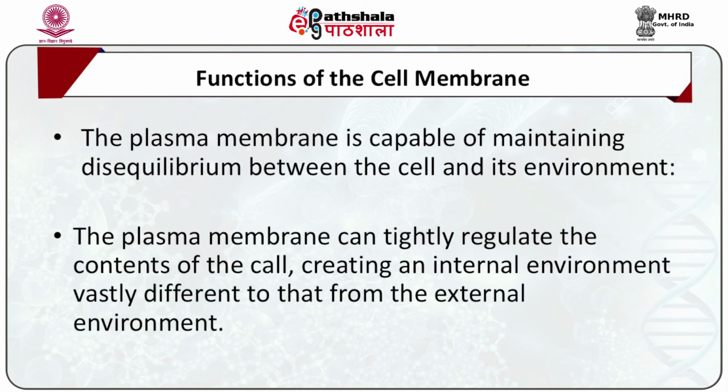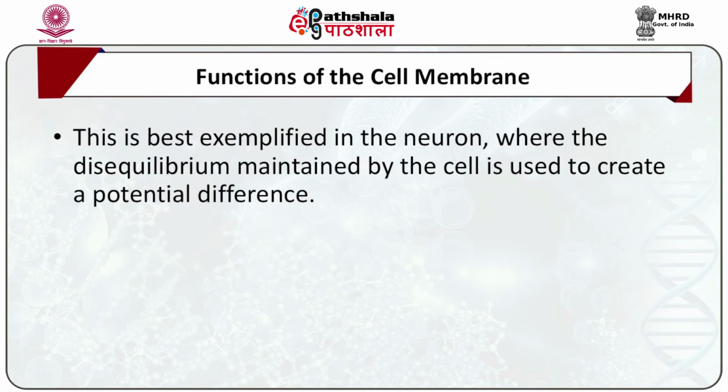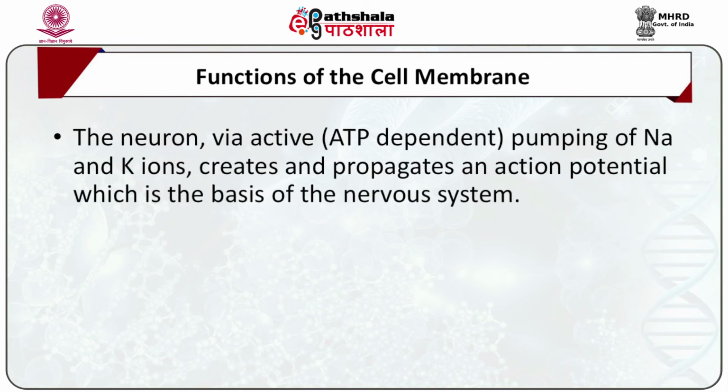The next function: the plasma membrane is capable of maintaining disequilibrium between the cell and its environment. The plasma membrane can tightly regulate the contents of the cell, creating an internal environment vastly different from the external environment. This is best exemplified in the neuron, where the disequilibrium maintained by the cell is used to create a potential difference. The neuron, via active ATP dependent pumping of sodium and potassium ions, creates and propagates an action potential which is the basis of the nervous system.